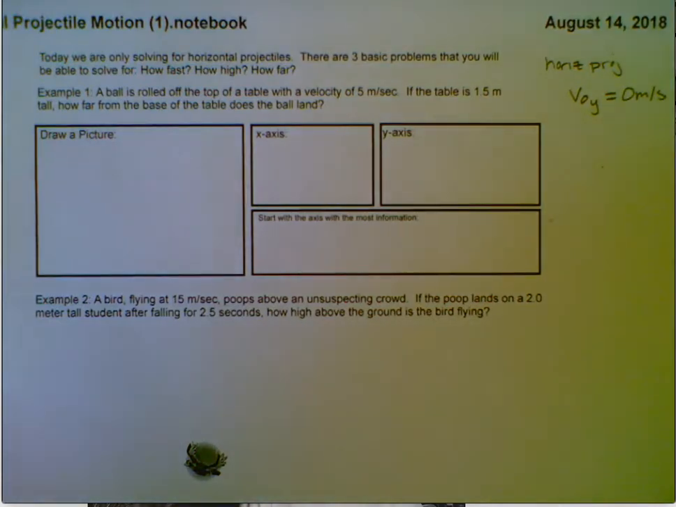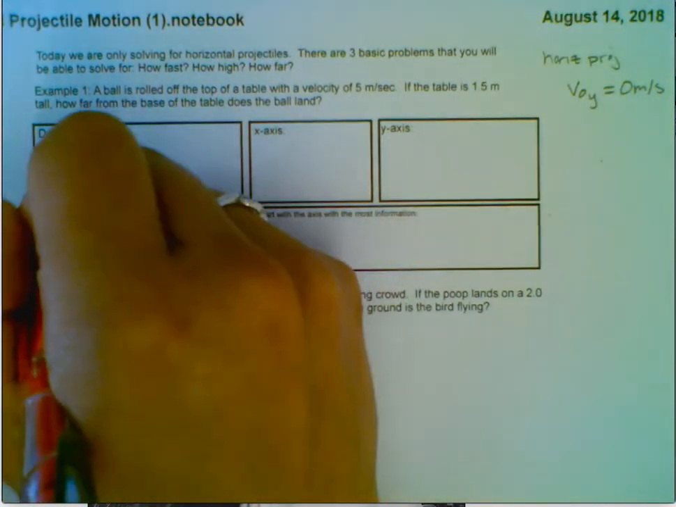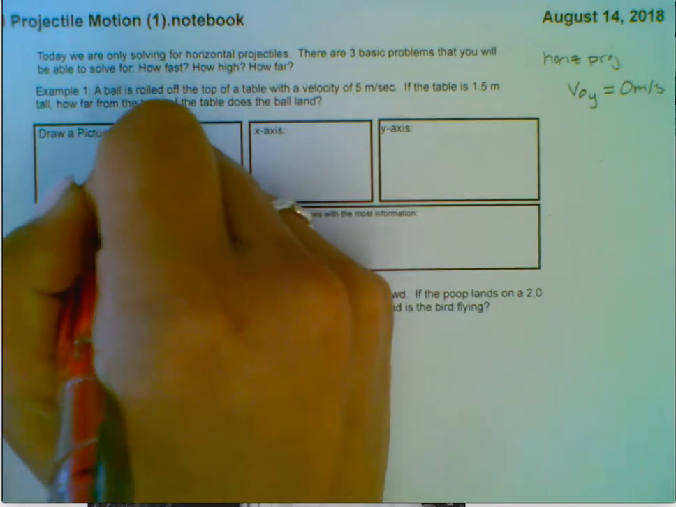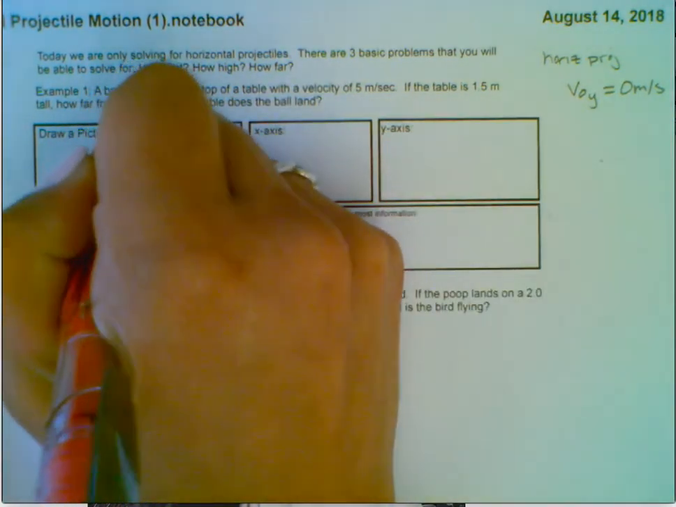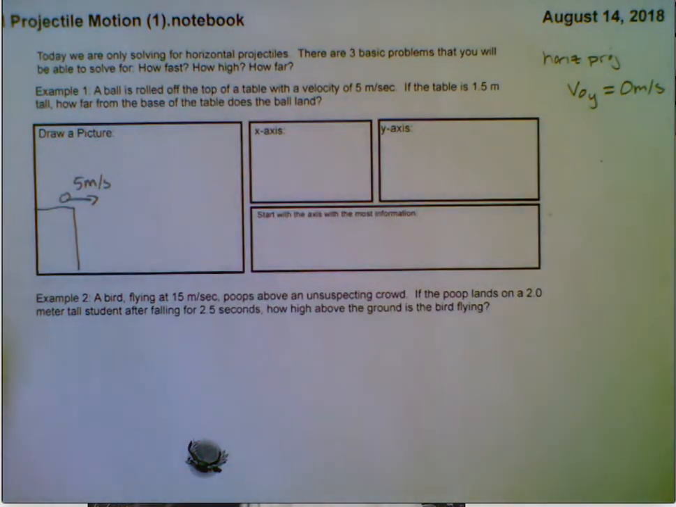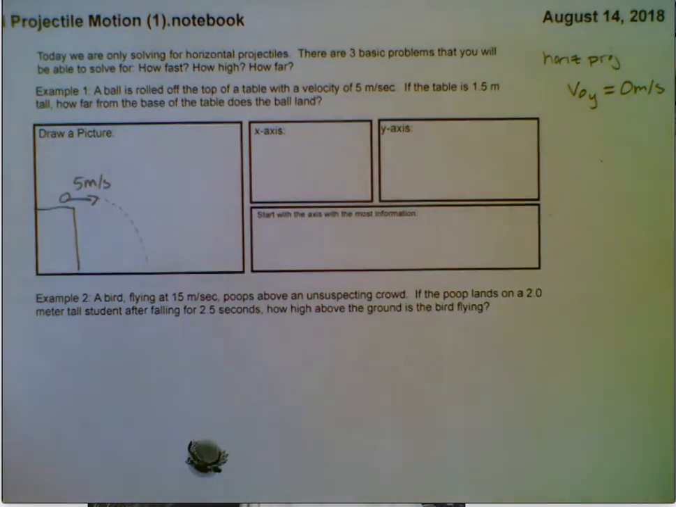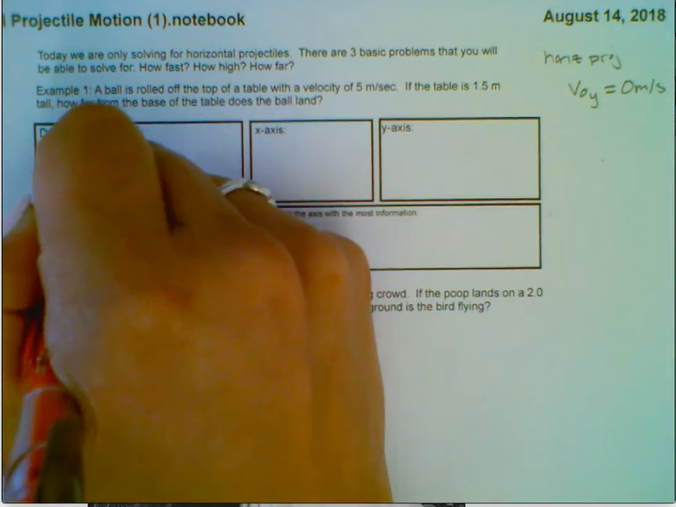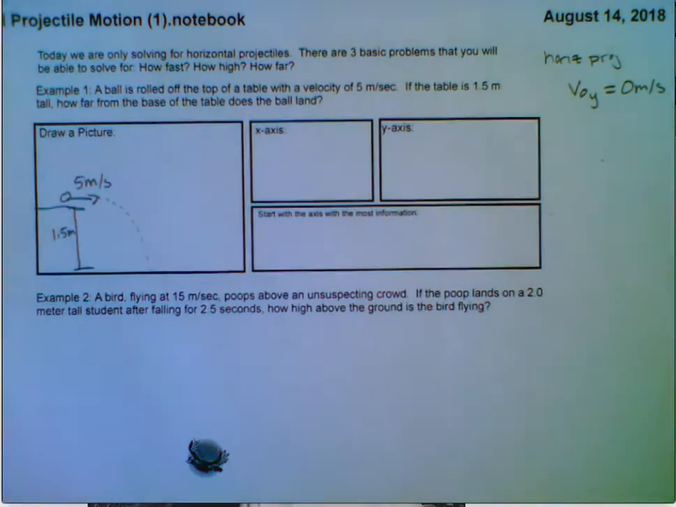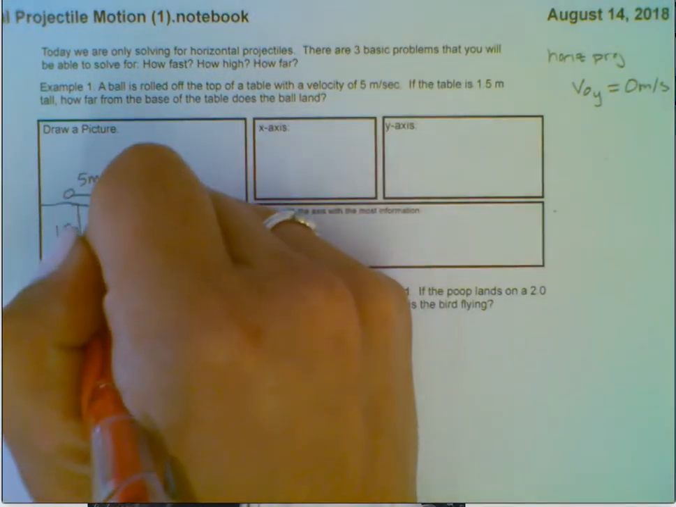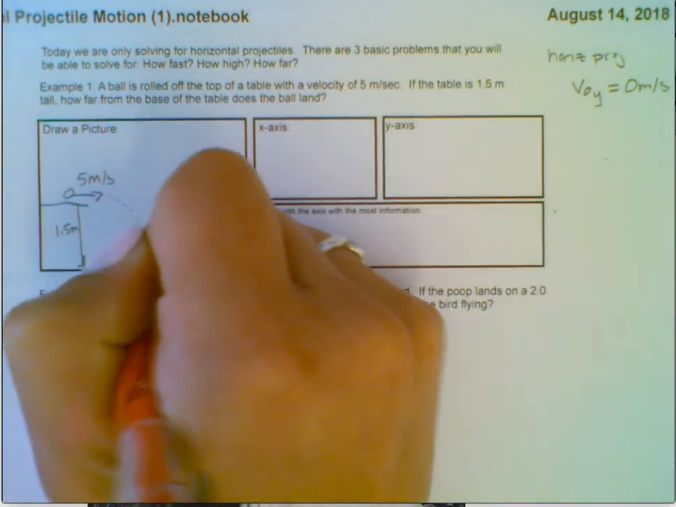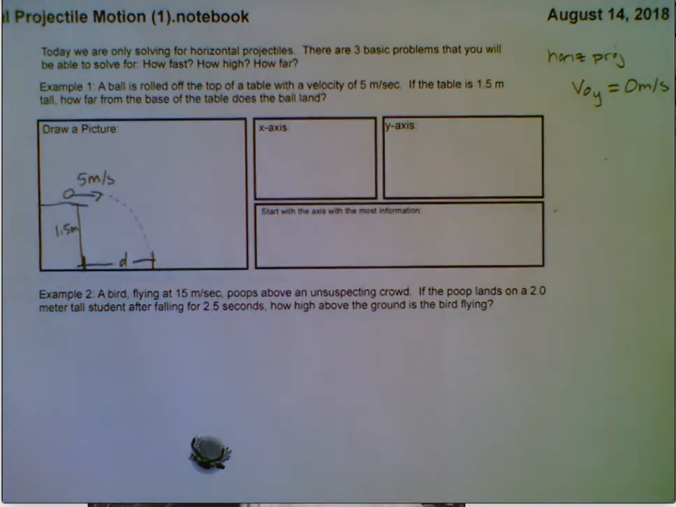Example 1, a ball is rolled off the table with a velocity of 5 meters per second. So let's draw it. Doesn't have to be pretty, but it does need to be accurate. And then what you'll do is you'll kind of project what you think the ball will do, and based on your life experience, you should know what would happen if a ball rolls off a table. If the table is 1.5 meters tall, so let's make a note of that, okay? How far from the base of the table does the ball land? So we want to know how far from the bottom, the base, does that ball land? That's what we're looking for.